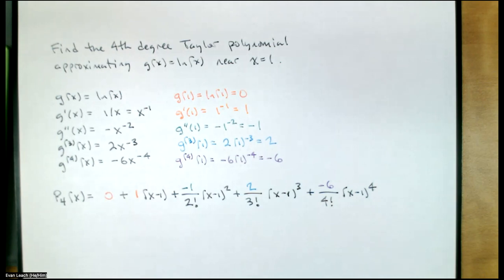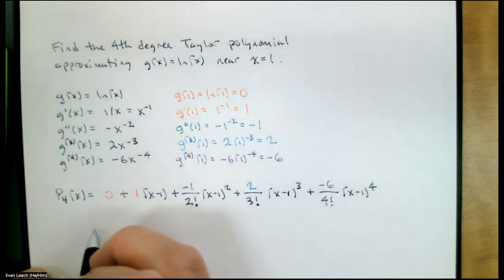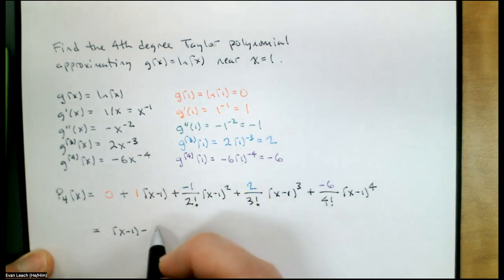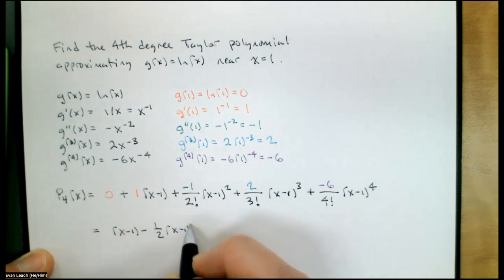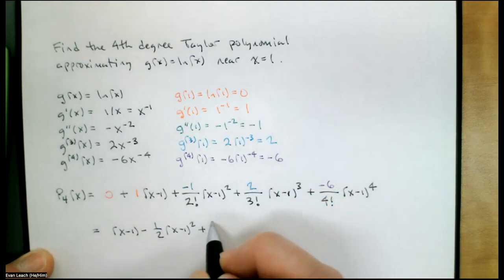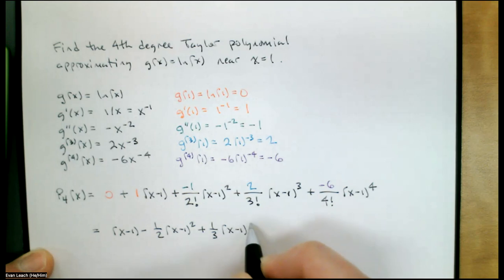This could clearly stand some cleanup, because then we'll see the pattern, which is always what we're going for if we can. If we can find a pattern, then we can stop doing all the freaking calculations and just write down. So it looks like we're going to have x minus 1, minus a 1/2 x minus 1 squared, plus 2 over 3 factorial, which is 2 over 6, which is 1/3, times x minus 1 to the third.